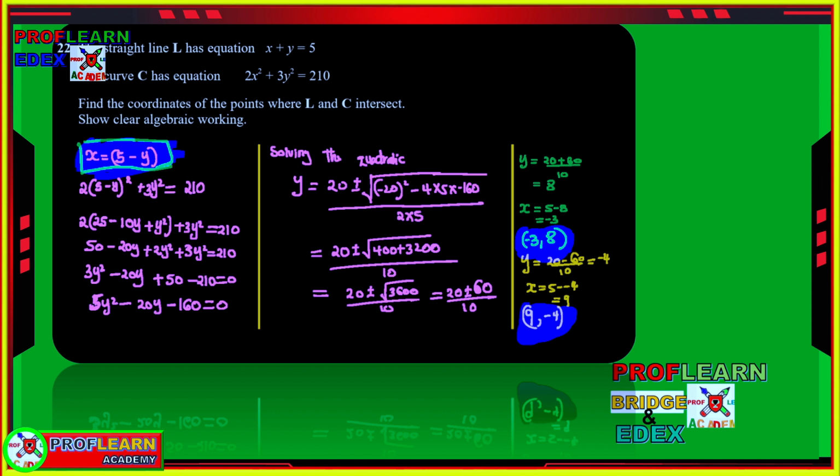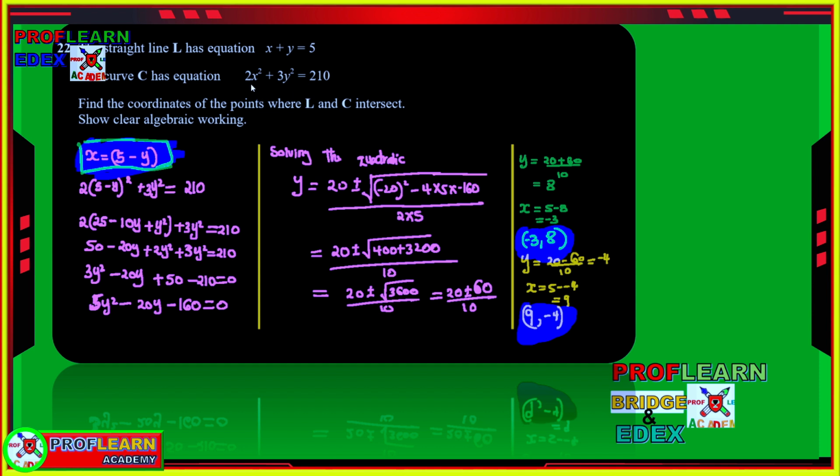We are supposed to find the coordinates of the point where L and C intersect, and in order to do that we are going to use substitution, meaning we are going to solve these two equations simultaneously. We rearrange this equation by taking y to the other side, and it becomes x equals 5 minus y. Then anywhere we have x, we substitute 5 minus y into this equation that we have here.